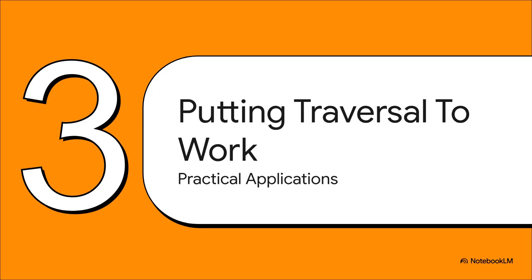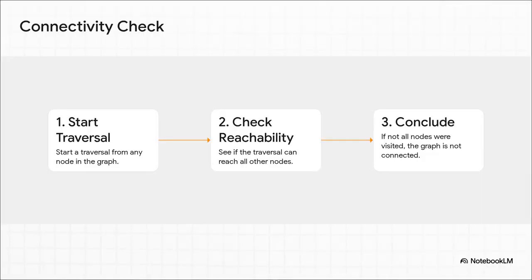So we've got the theory down, but where does the rubber meet the road? Let's check out a couple of classic problems you can solve with these traversals. These are exactly the kinds of application questions you're likely to see on a test. First up, checking if a graph is fully connected. How do you do it? It's actually really simple. You just pick any node to start from and run either DFS or BFS. When it's done, you just count how many nodes you visited. If that count is less than the total number of nodes in the graph, well then you know it's disconnected. You can see here, if we start on the left, we'll never reach the nodes on the right.